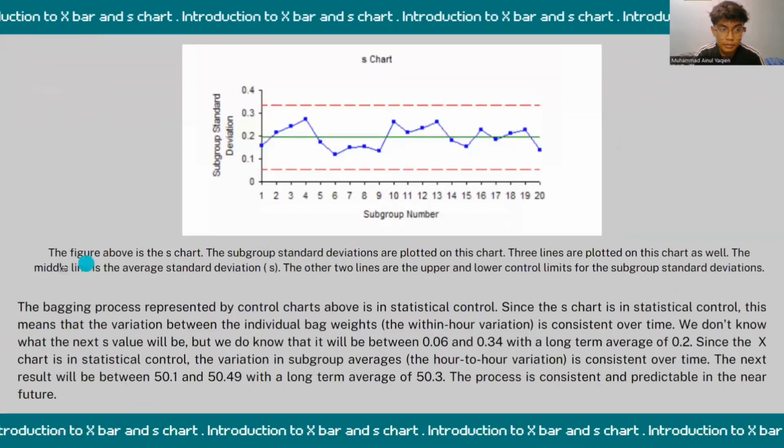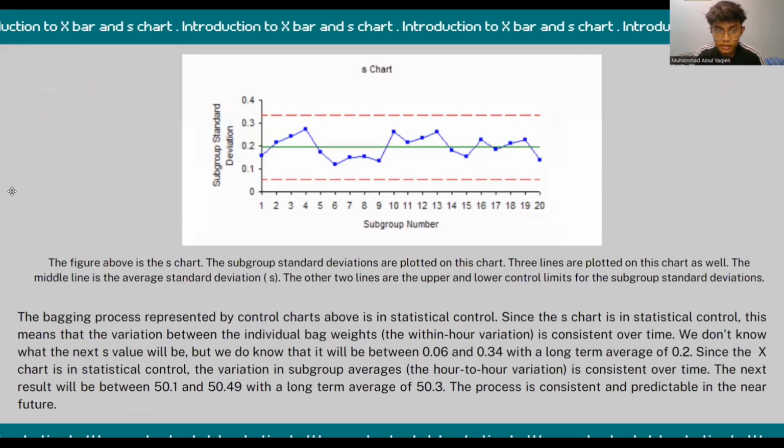So this is the basic shape of the S chart. The subgroup standard deviations are plotted on this chart. 3 lines are plotted on this chart as well. The middle line is the average standard deviation. The other 2 lines are the upper and lower control limits for the subgroup standard deviation.